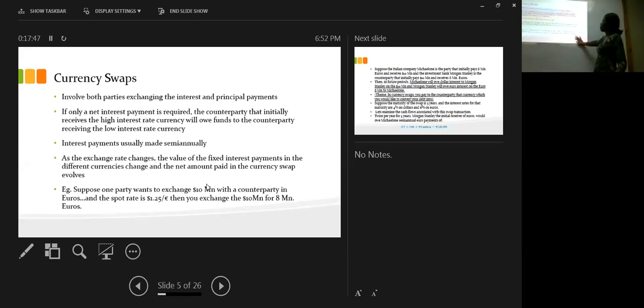Suppose one party wants to exchange 10 million with a counterparty in euros, and the spot rate is 1.25. So then you're going to exchange 10 million divided by 1.25, which would be 8 million. Right? So again, we can go with A, and we can go with B. So this is dollars and this is euro. So this person will get 8 million euro.